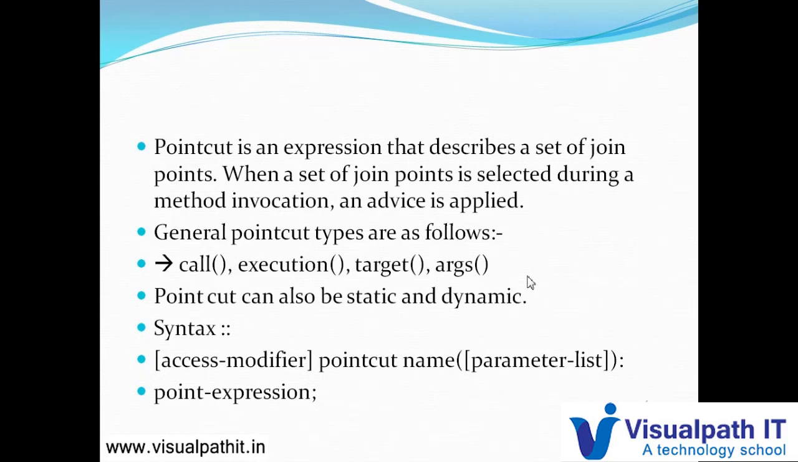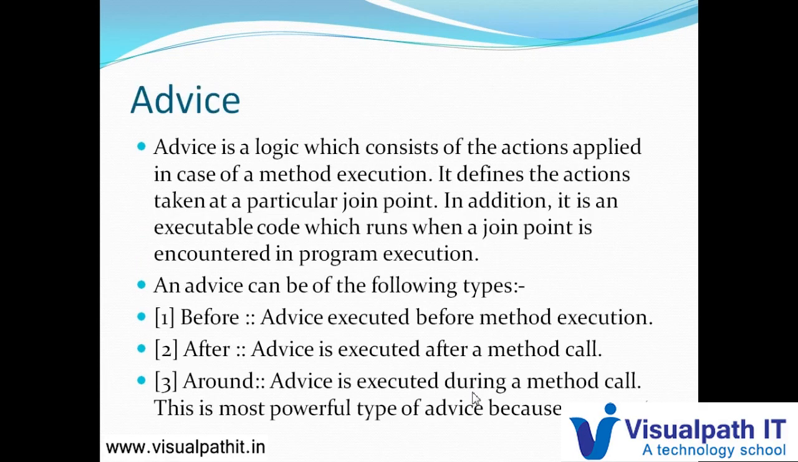So what exactly is static? When an advice is based on the information at compile time, it is said to be static, that is getter or setter method invocation. When the runtime information is available and an advice is executed conditionally, dynamic criteria is involved. So what exactly will be the syntax? Access modifier, point cut name, parameter list, point expression, advice.